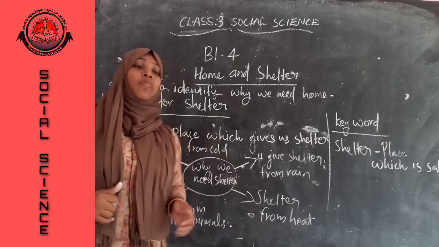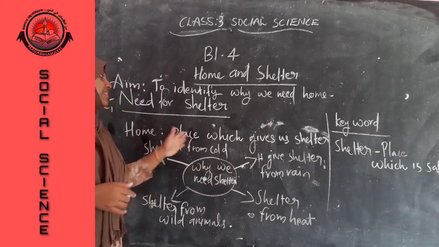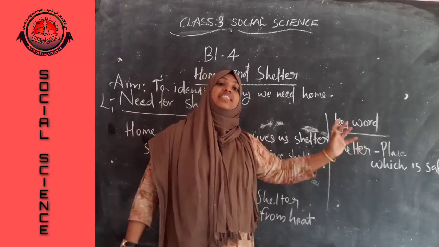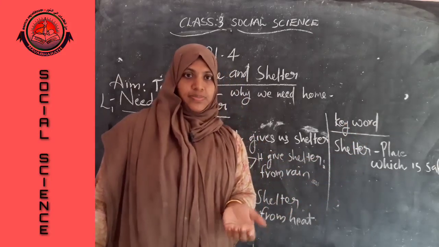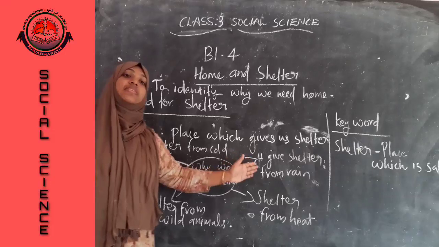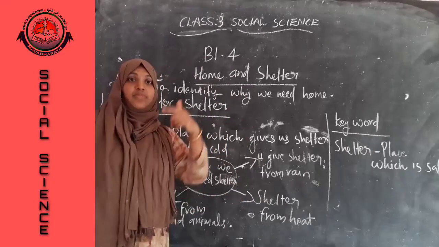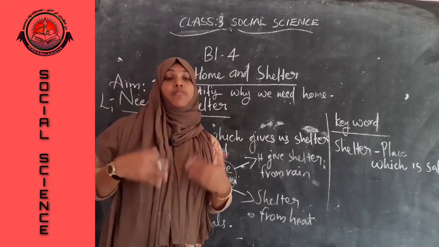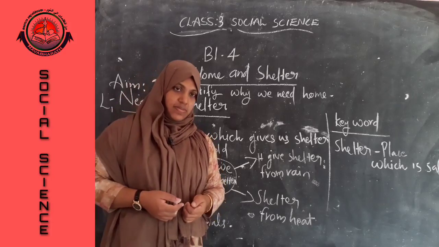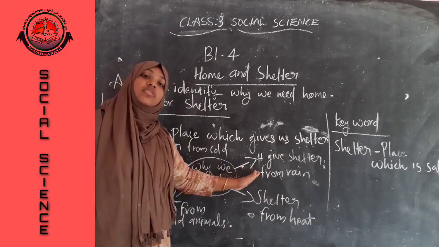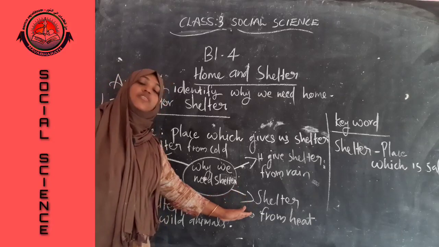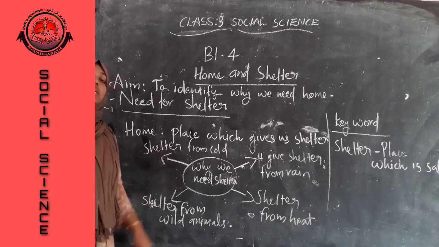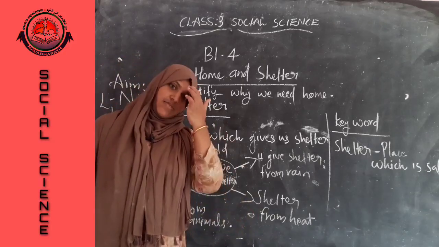So every home gives us shelter. Home means the place which gives us shelter. Shelter means a place which is safe and comfortable. That means every home gives us shelter from nature. It protects us from the weather conditions and from wild animals. That means it gives us shelter from rain, heat, and cold, and also from wild animals.